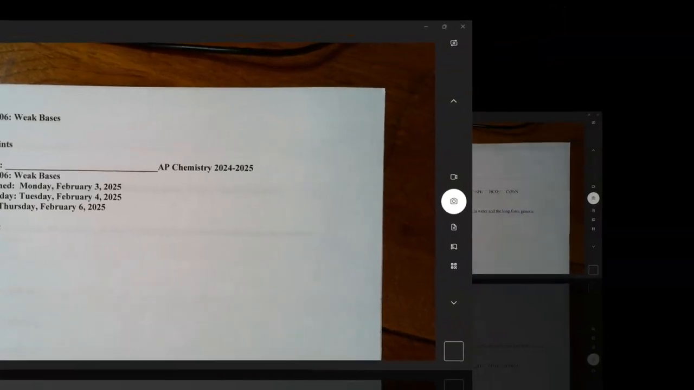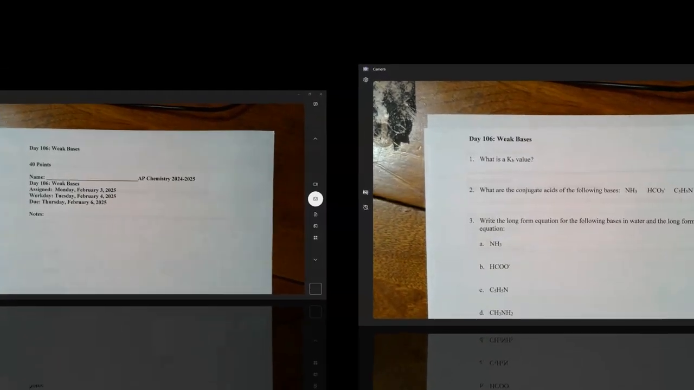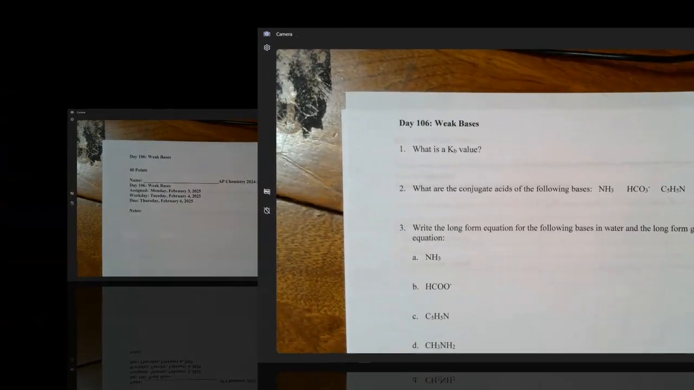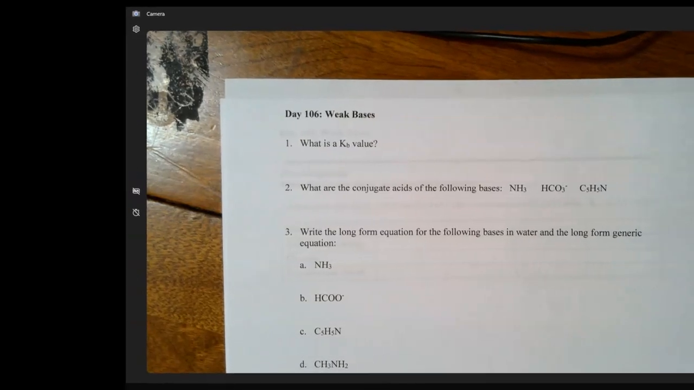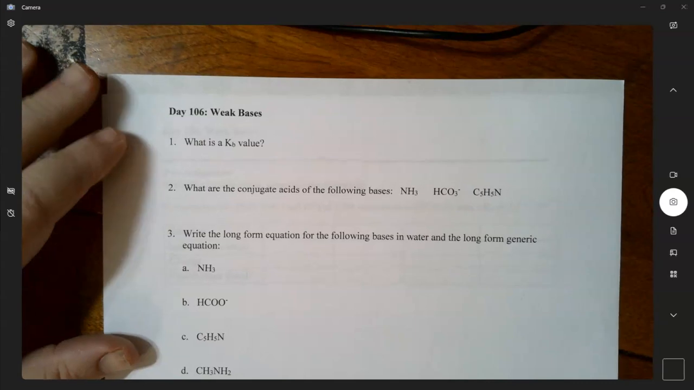So what is a Kb value? A Kb value is the equilibrium constant for a base reaction. It's what you need to use if the reaction is a base reaction, and you'll learn just through a little bit of experience what the base reactions are.